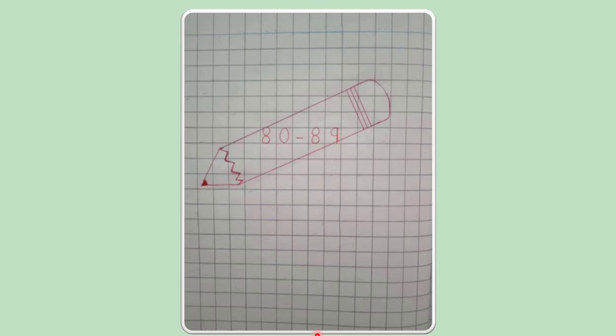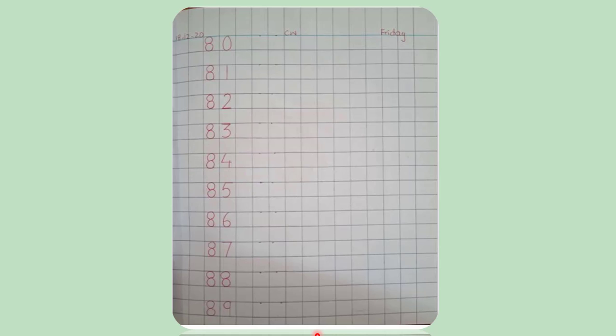So be ready for notebook work. You have to write from 80 till 89. Start from the top line. Then you will write 80, 81, 82, 83, 84, 85, 86, 87, 88 and 89.